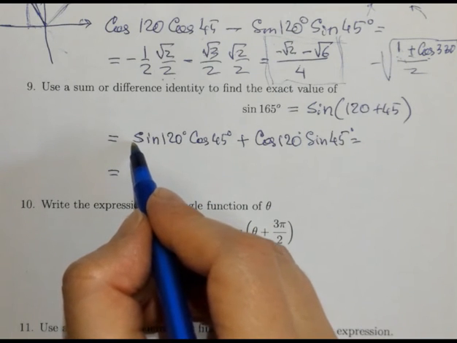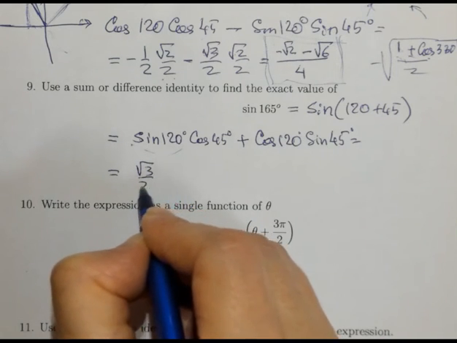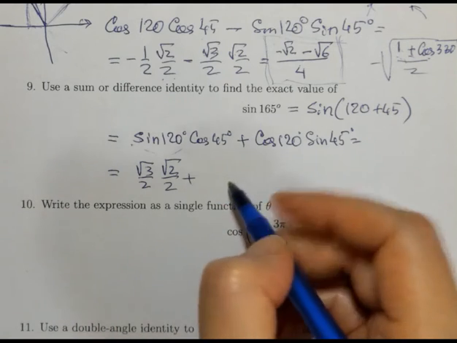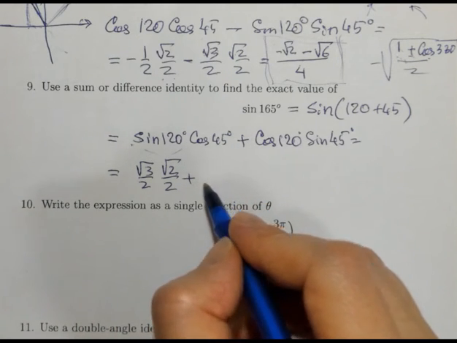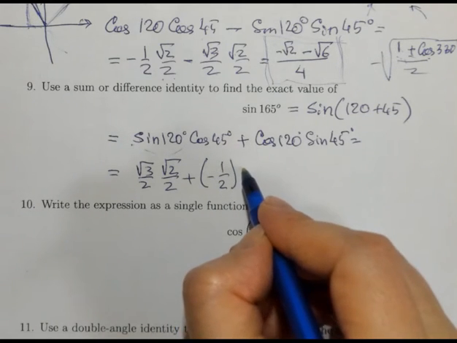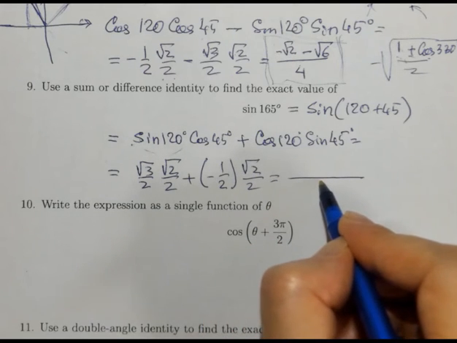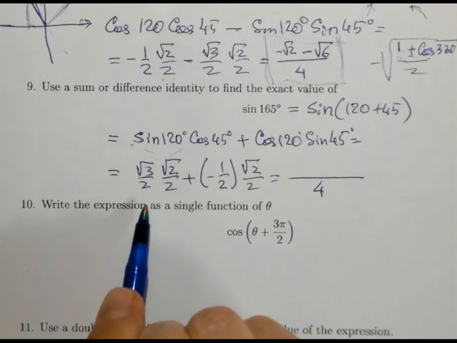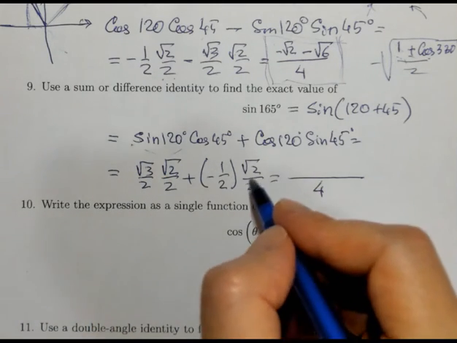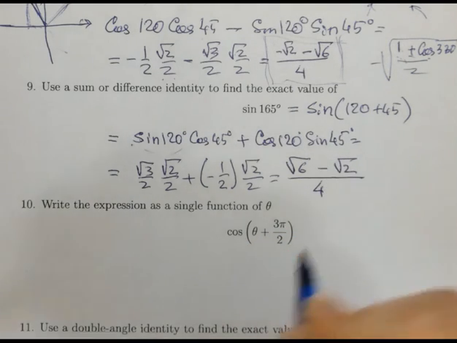So now substitute. Sine of 120 is square root of 3 over 2. Cosine of 45 is square root of 2 over 2, plus cosine of 120, negative 1/2, times sine of 45, square root of 2 over 2. Again, we have two fractions with denominator 4. In the first fraction, square root of 2 times square root of 3 will be square root of 6, minus square root of 2.